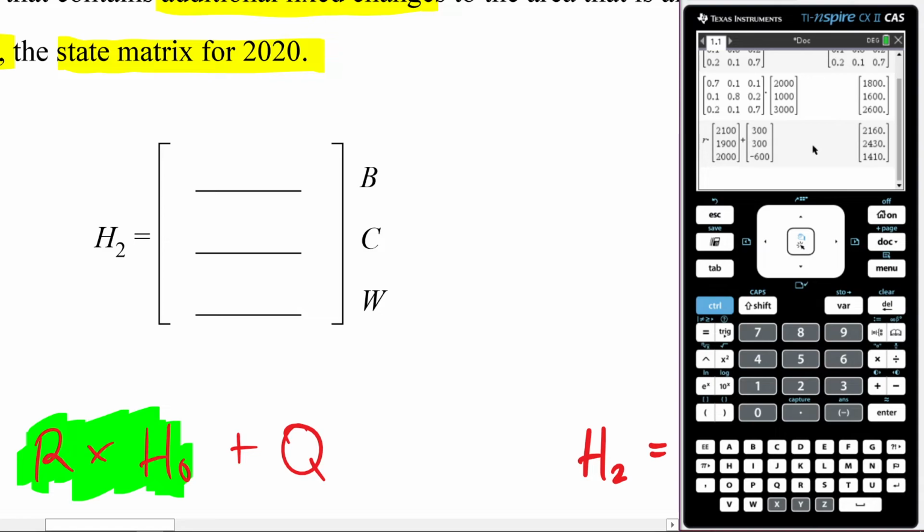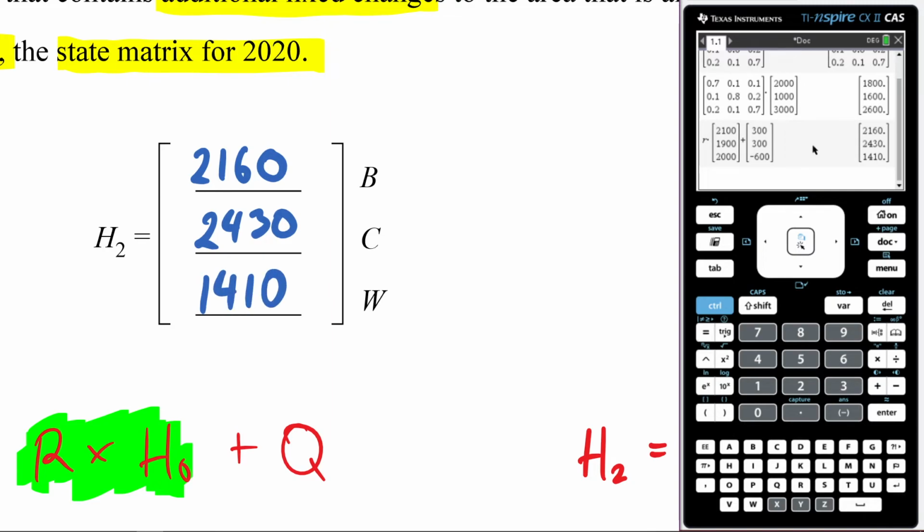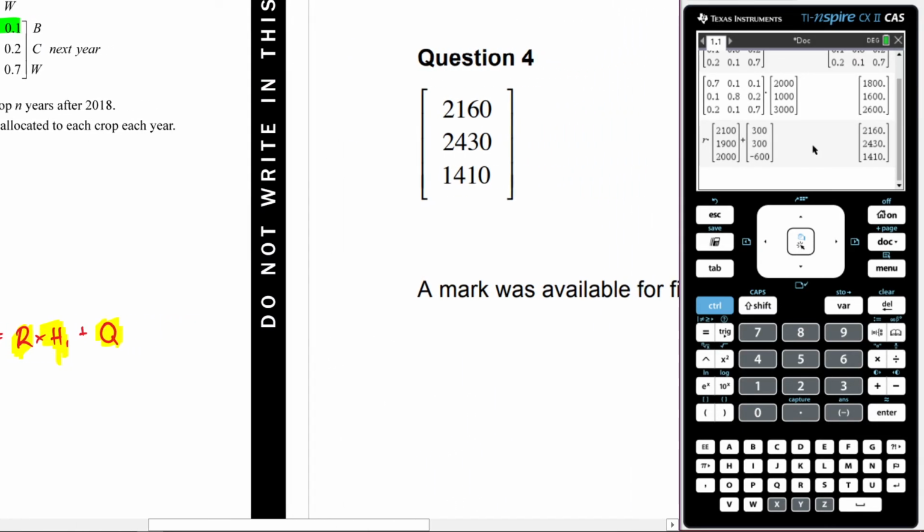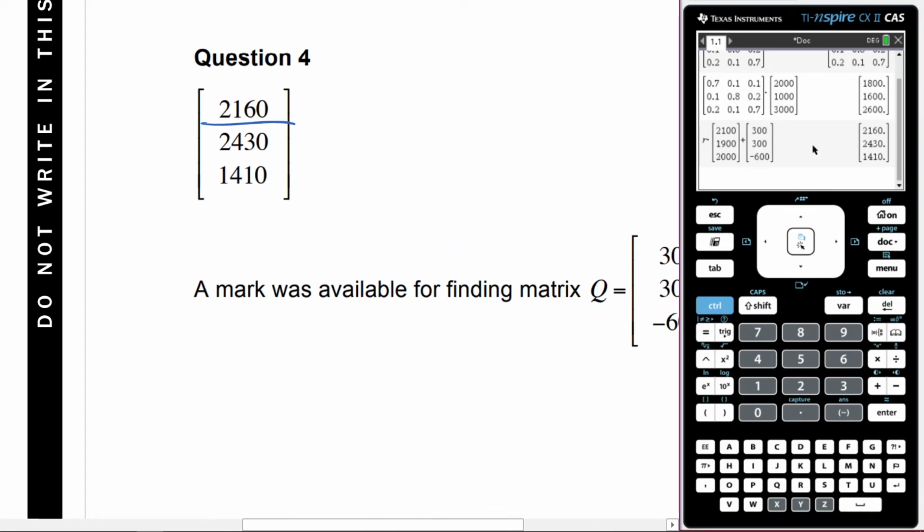Oh, that's a highlighter. I can't write in a highlighter. 2160, 2430, and 1410. All right, let's now look at our examiner's report. So we're going to come over here. You can see our answers: 2160, 2430, 1410.